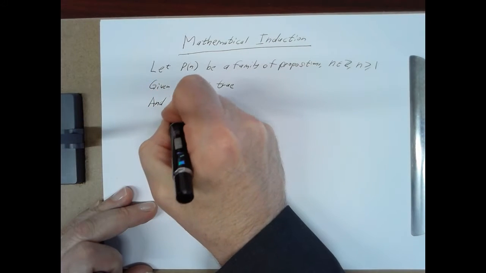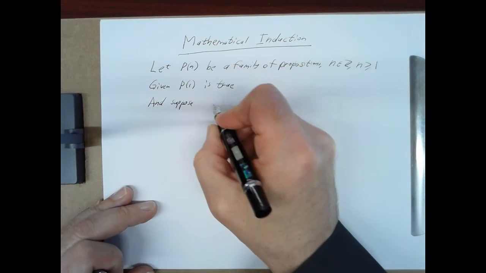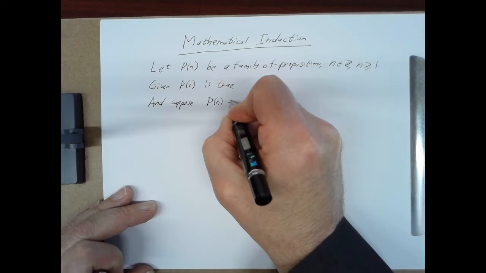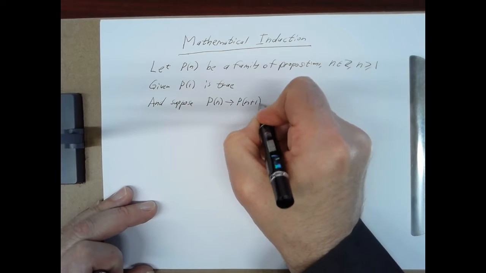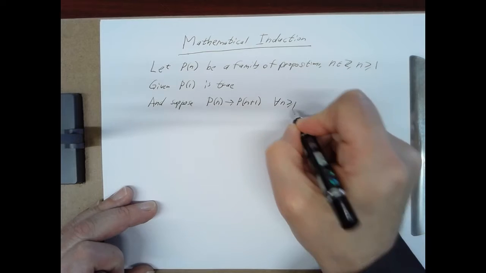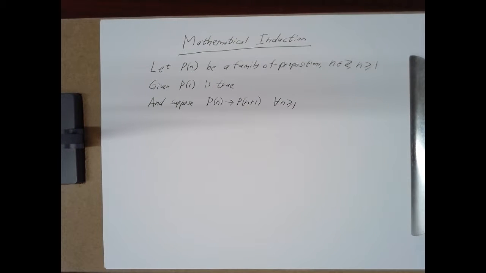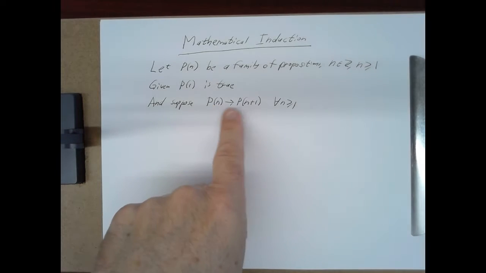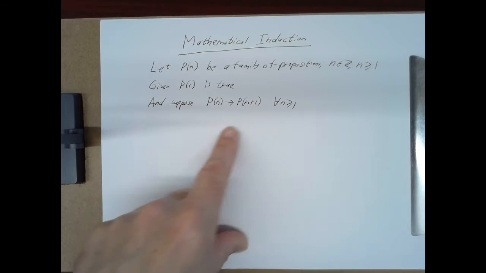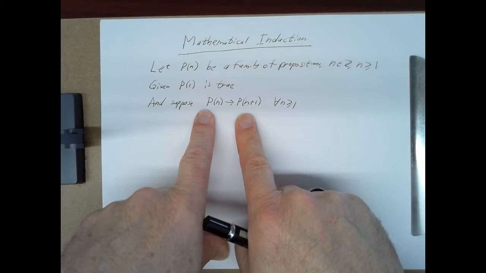And suppose the following implication. If P of n is true, then P of n plus 1 is also true for all n bigger than or equal to 1. So we're told P of 1 is true, and we're told one more thing. We're told if P is true for n, it's true for n plus 1. Now we're not told that P of n is true. We're told if P of n is true, then P of n plus 1 is true. That's what this statement is saying. So we're supposing that that if-then statement is provable.